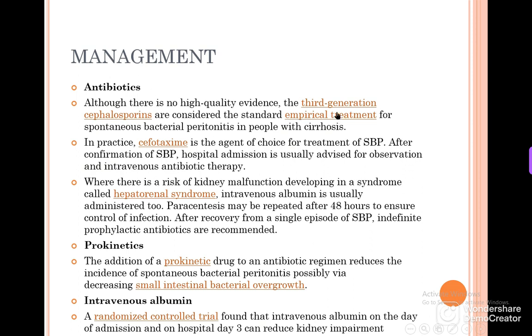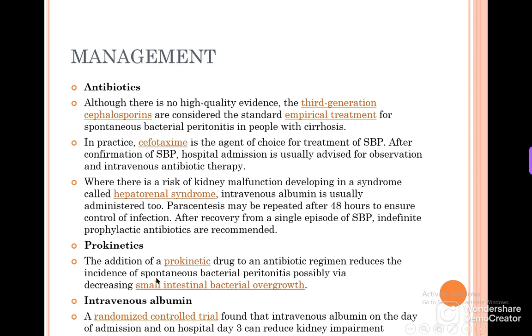Management: antibiotics. Definitely the third generation cephalosporins are considered the standard, the gold standard treatment. So we give cefotaxime, which is a third generation cephalosporin. Cefotaxime is the agent of choice for the treatment, and it is easy to administer. You can give this drug starting with 400 milligram BD for 3 days and then 400 milligram OD for 7 to 10 days. When there is a risk of kidney malfunctioning, developing into a syndrome called hepatorenal syndrome, IV albumin is usually administered too. So we give albumin also, if there is a chance of a hepatorenal type of effect.